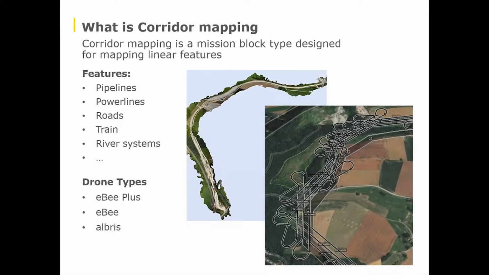What is corridor mapping? Corridor mapping is a mission block type designed for mapping linear features like pipelines, power lines, roads, trains, river systems, and I'm sure you can come up with many more applications. Drone types that can be used are eBee Plus, eBee, and Albris. It's just a mission block type in the end.